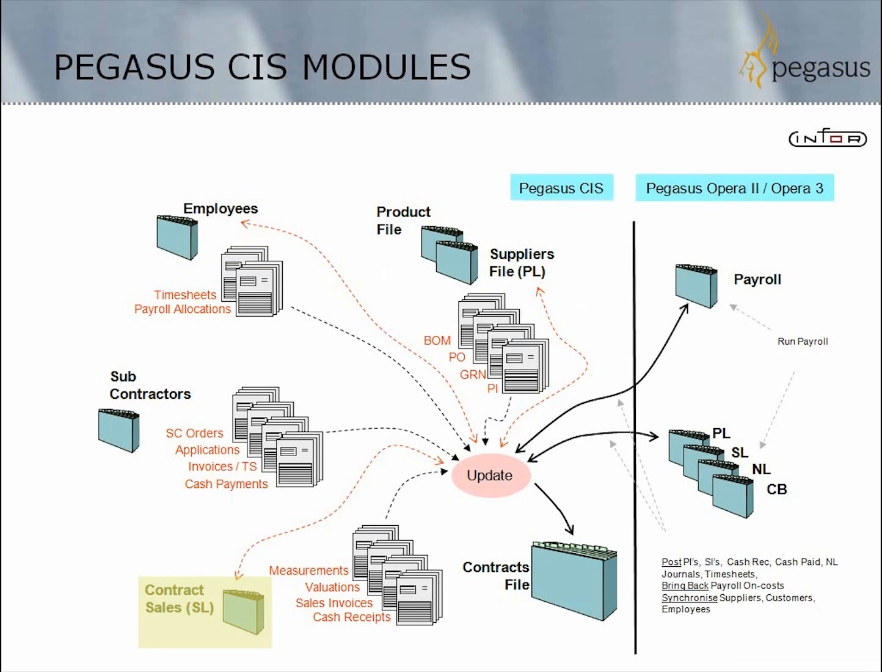So we have a contract sales ledger that posts the revenue. We have a subcontractors ledger and a purchase ledger that allows us to capture purchase orders and subcontractor orders and post committed costs into the contract that then get converted to actual costs as the related invoices flow in. We have a timesheet system that allows us to record all the time and post those costs through to the contract, and any other costs that are being collected are posted directly into the contracts file. Pegasus CIS is a contract costing system.